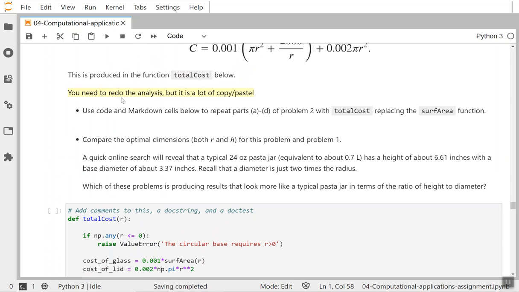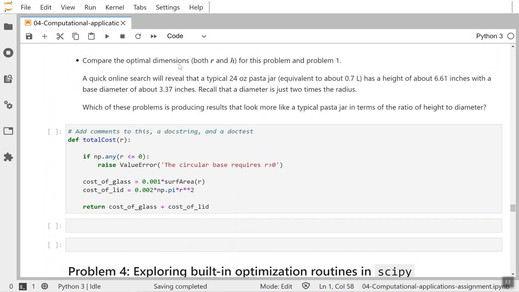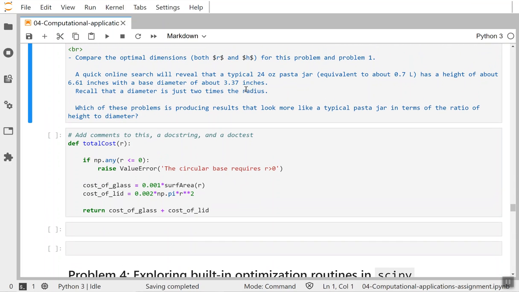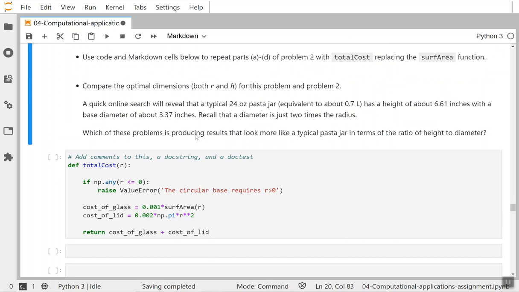So you need to redo the analysis, but it is a lot of copy and paste. You need to use the code and markdown cells below and probably create a lot more of your own code cells to repeat parts A through D of problem 2, where you just use total cost instead of the surface area function. Then I want you to compare the optimal dimensions for both R and H for this problem and problem 2. I said problem 1, it's problem 2. Let me write that. There we go.